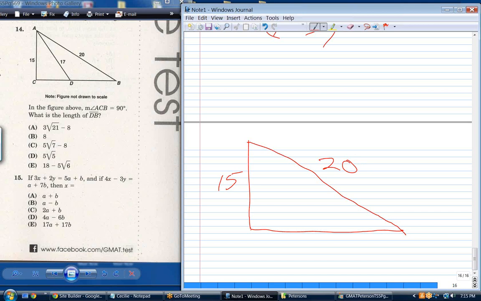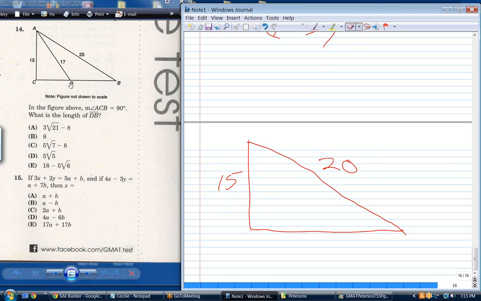Well, that's true, but it's real tempting to try to make this into a 3, 4, 5 triangle because these are multiples of 4 and 5. It would have to be 25. That was the answer. But then that would make the hypotenuse not long enough.